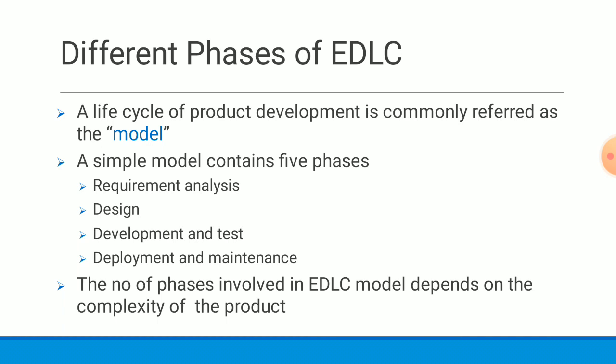A typical simple product contains five minimal phases: requirement analysis, design, development and test, deployment, and maintenance. The number of phases involved in an EDLC model depends on the complexity of the product. So based on the complexity of the product, the number of phases may vary.